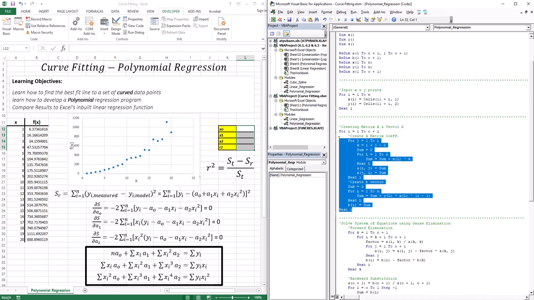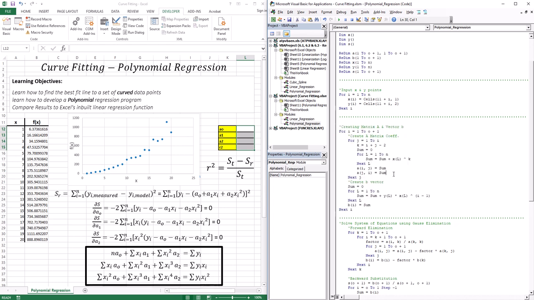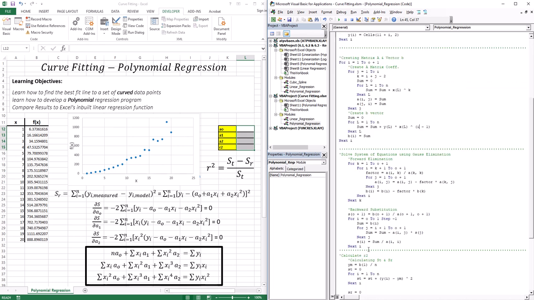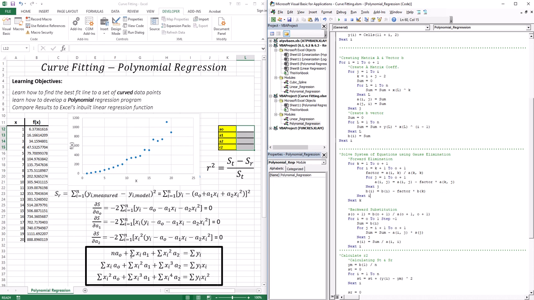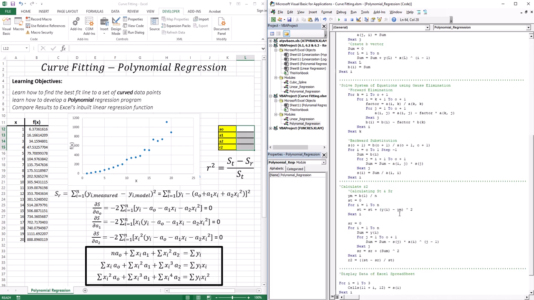So you can see how this code, going through all these loops, created the A matrix here and the B vector. And given that I have the A matrix and the B vector, and this is code that I've explained in prior lessons, now we can get the solutions. In this case, the solutions are A0, A1, and A2. And those are going to be stored in the vector S. So S1 is going to be A0, S2 is going to be A1, and S3 is going to be A2.